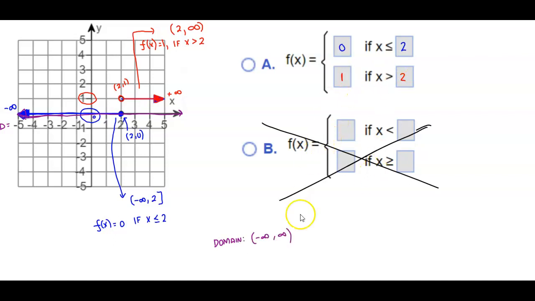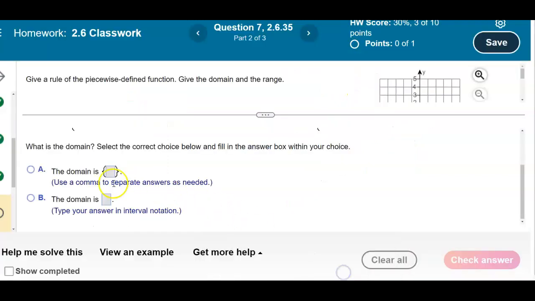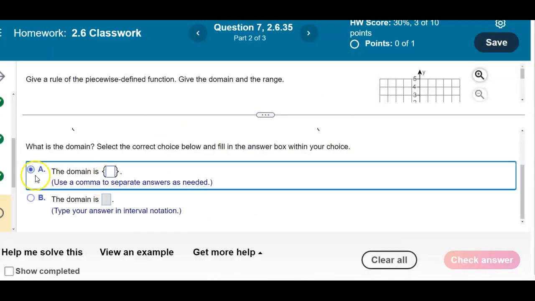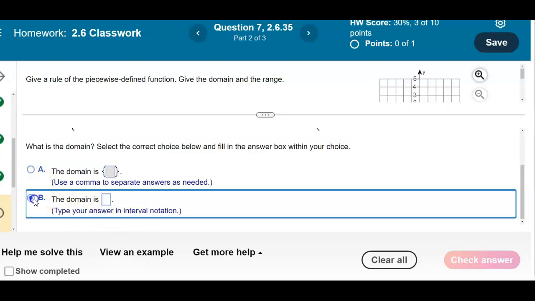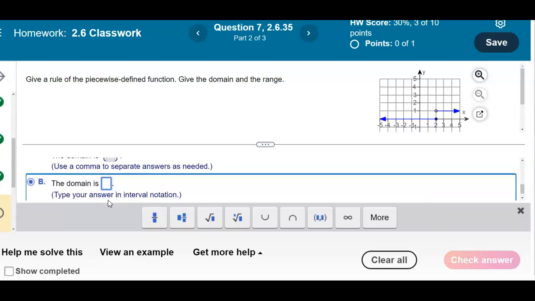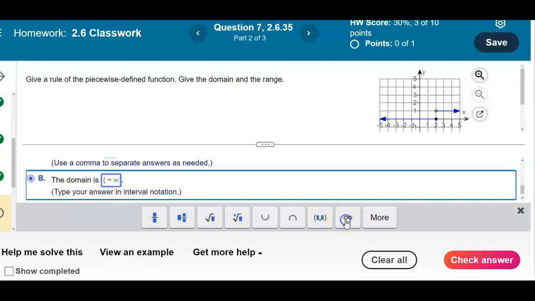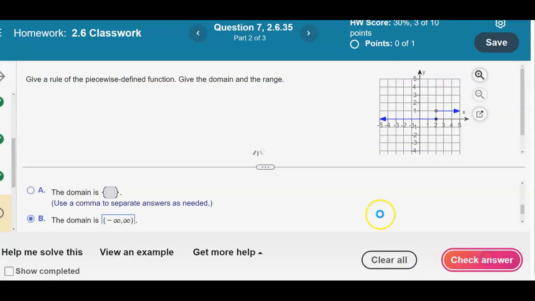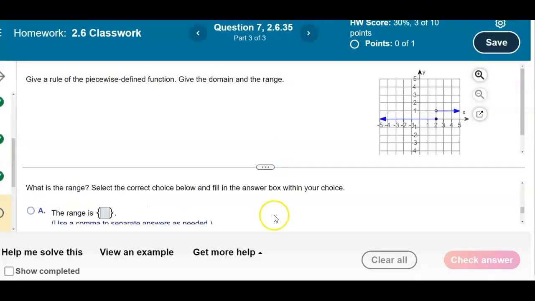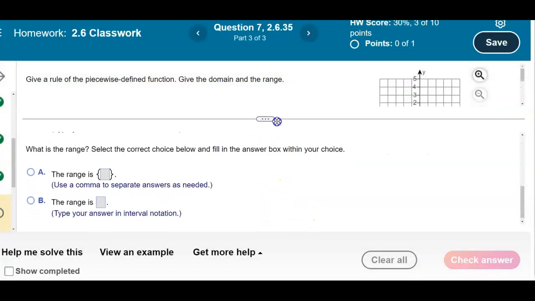So let's go ahead and put that result in. The domain is going to be an interval, not separate answers. So we have to choose option B because we're putting in an interval. So we're going to have parentheses negative infinity, comma positive infinity with a parenthesis, and check our result, and there's our answer. So make sure you're careful with which one you choose.